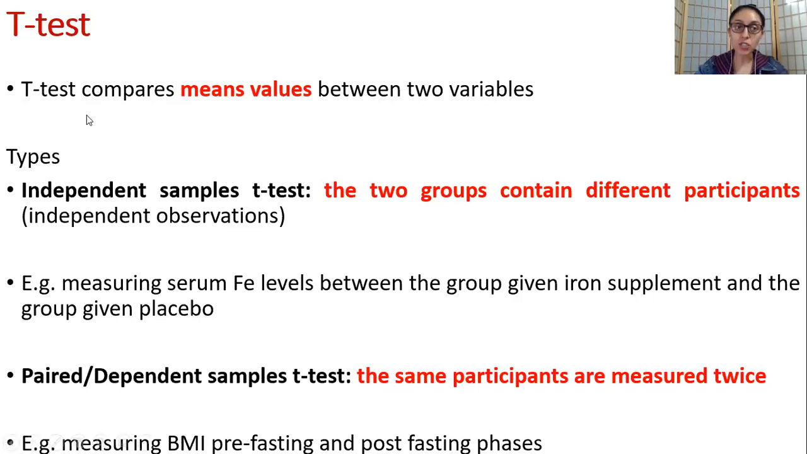So what does a t-test do? A t-test compares the mean value between two variables. Now mean values, guys, means average values. Mean is nothing but average. So I have my class, and I teach epidemiology to my class, right? And then you may have instructor B who teaches epidemiology to another class.